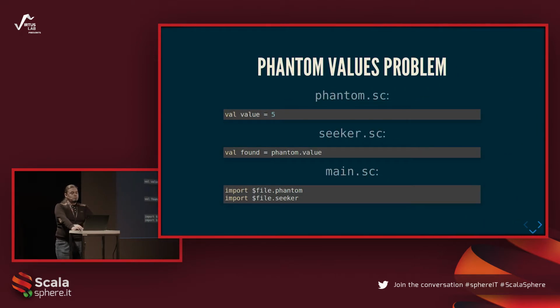So one of the problems is the thing that we see here. We have a script that just defines a value. We have another script that accesses this value but doesn't import the first script. And we have a main script that first imports the phantom script and then imports the seeker script. Now, well, this probably should not compile, but it does.